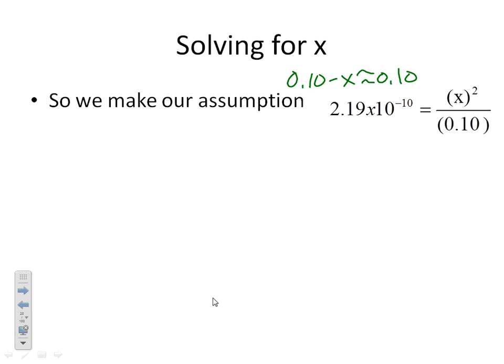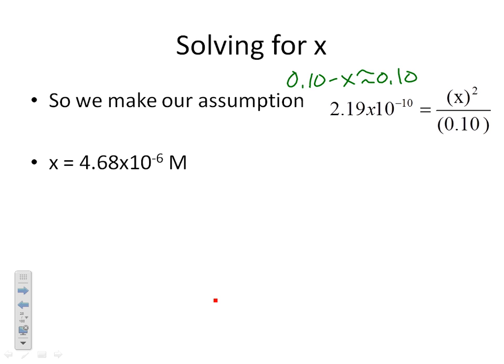So then, you just cross multiply: 0.1 times the 2.19 times 10 to the minus 10th is equal to x squared. Simply take the square root of that value, and you get an x value of 4.68 times 10 to the minus 6. So that's the math. We have now solved for x.